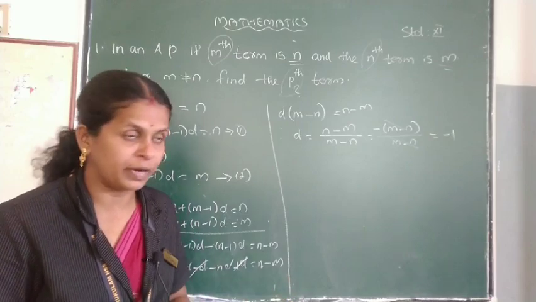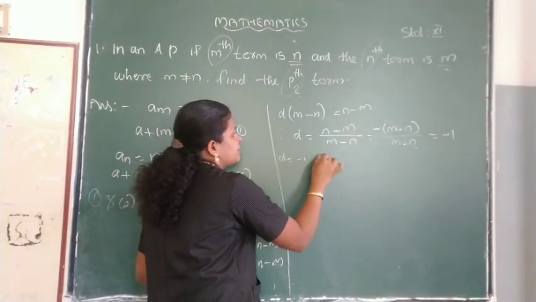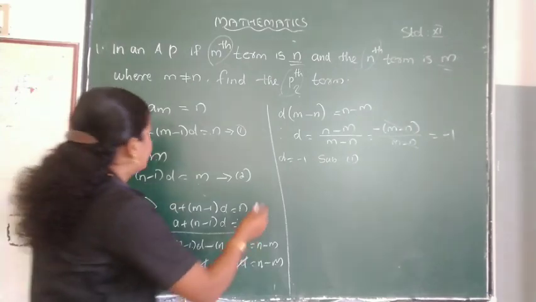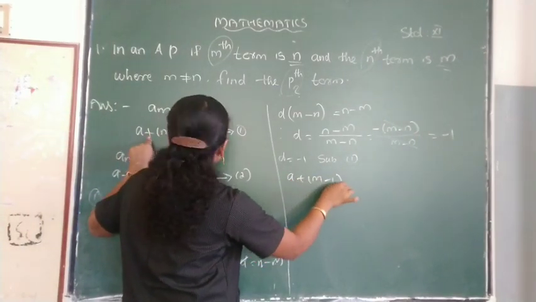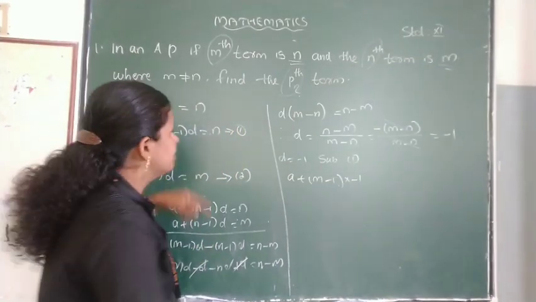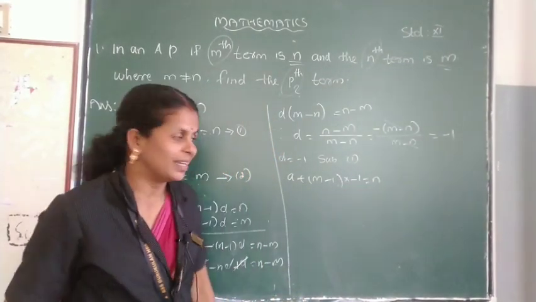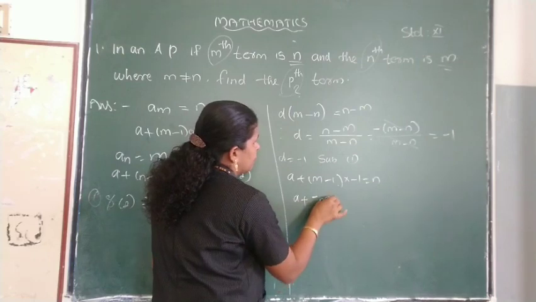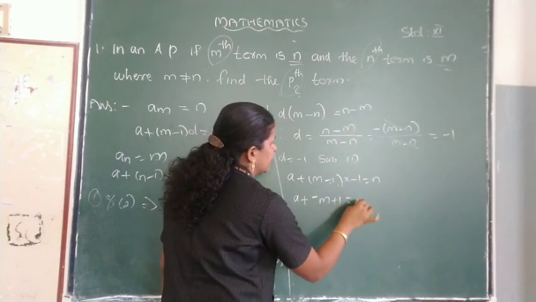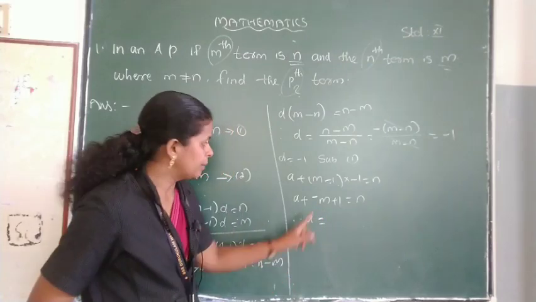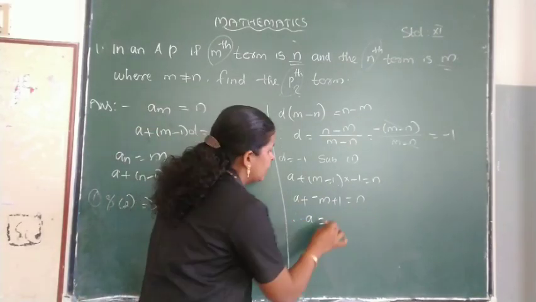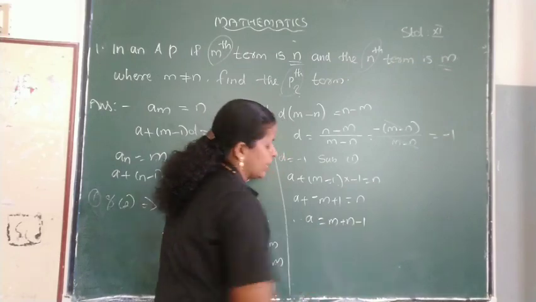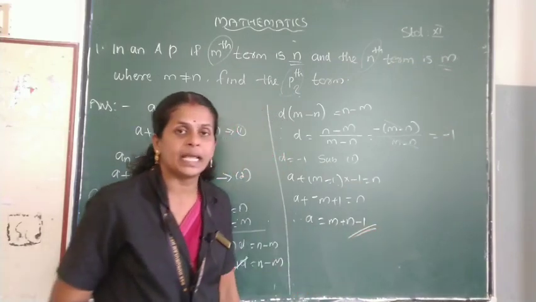So the first term also we have to find out. With d equal to minus 1, substitute in equation number 1: a plus m minus 1 into d, with d equal to minus 1, is equal to n. From this we can write a plus m minus 1 into minus 1, that is a minus m plus 1, equal to n. From this we can write a equal to: minus m we take to the right side, it will be plus m. Here n is already there. Then plus 1 we take to the right side, it will come minus 1. So we got a is equal to m plus n minus 1.